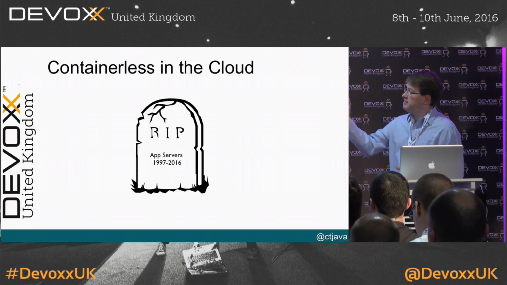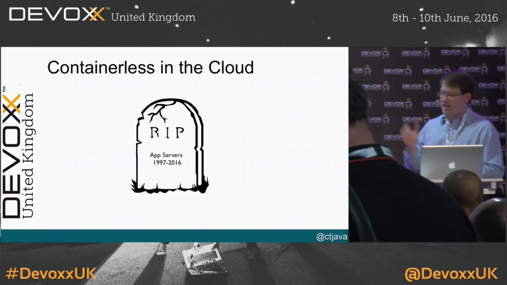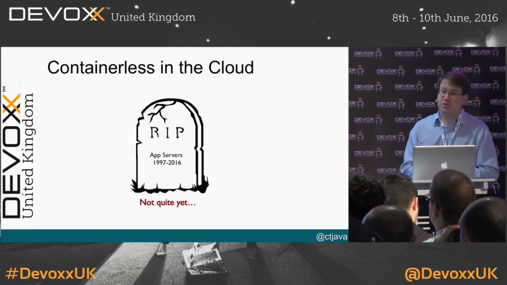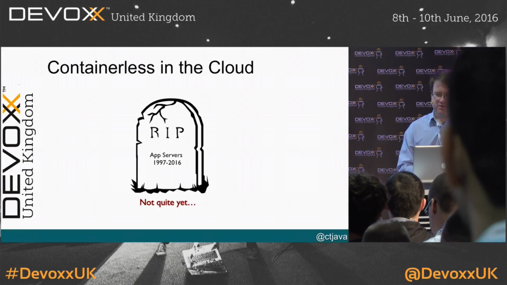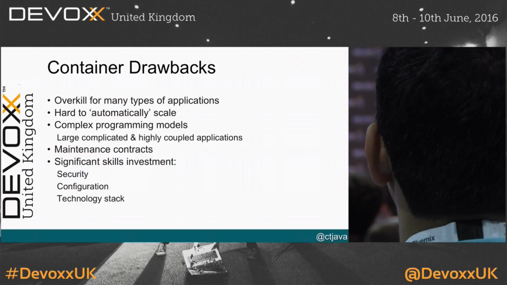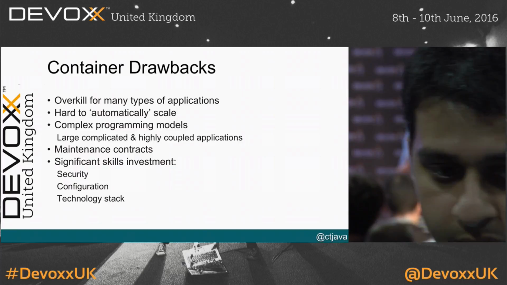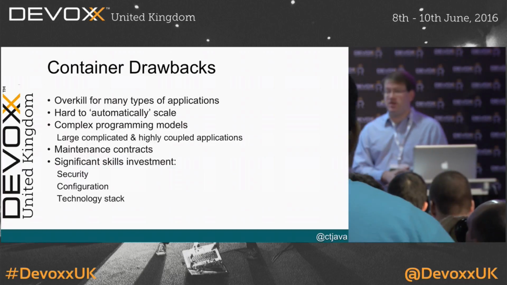Now with the advent of Amazon Lambda, app servers are dead. Well, not exactly quite yet, as we'll see. There are cases where Amazon Lambda is not quite the solution or won't solve all of your problems. The drawbacks to using containers are that they're overkill for many types of applications, especially small applications. They are hard to automatically scale.